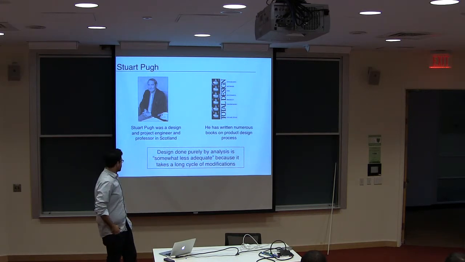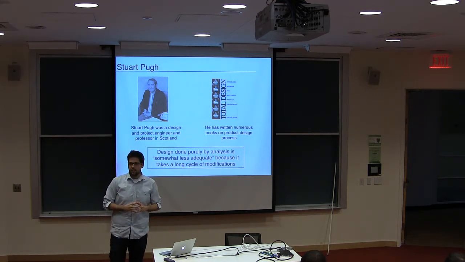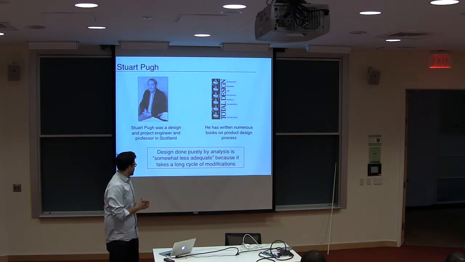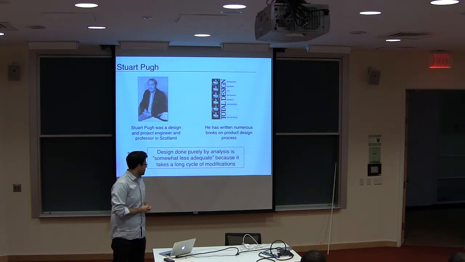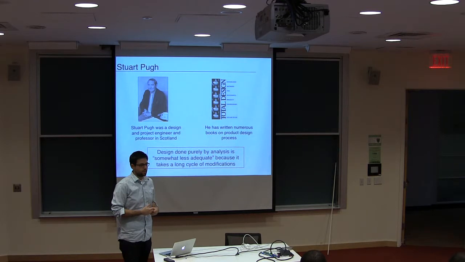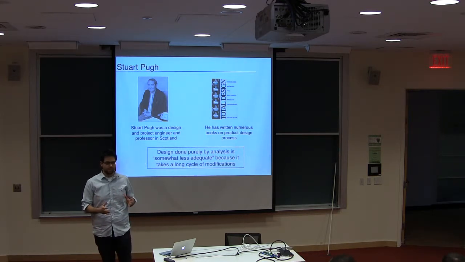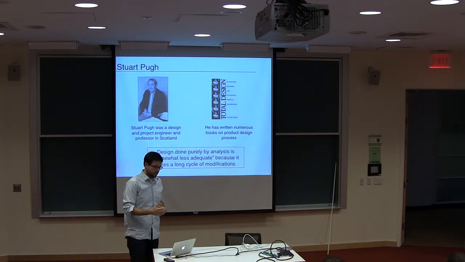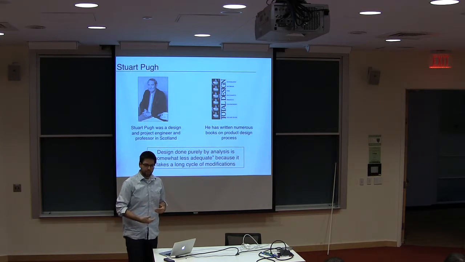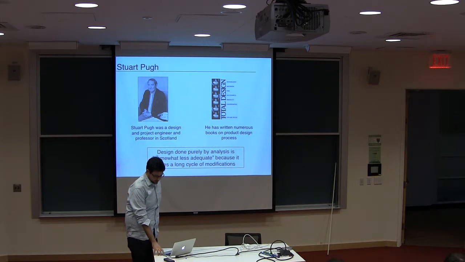And so one of the key things that I got out of looking at a lot of his information is that design cannot be purely done by analysis. And in fact, analysis is somewhat less than adequate because it takes a long time to modify it. So just imagine if you were running some sort of simulation that didn't take into account how someone would actually feel about a product or any sort of humanity to it. It would be a very slow process, and you wouldn't necessarily get to the most optimum design.